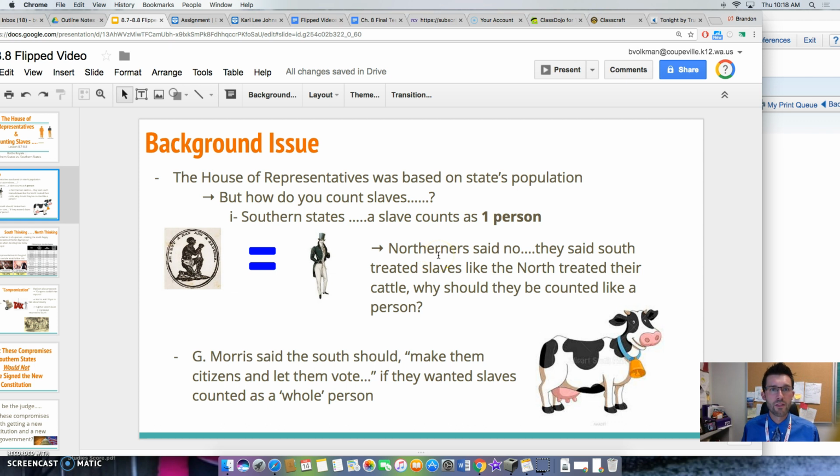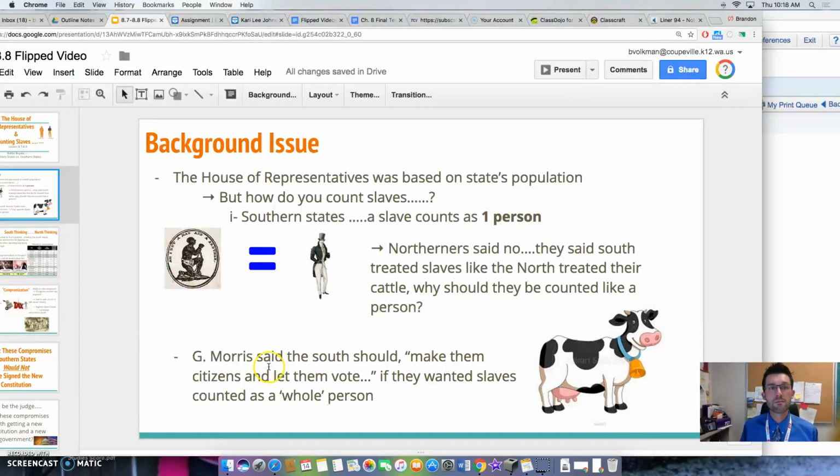Northerners, on the other hand, said no. Slaves were not equal to one citizen. They said that the Southerners viewed slaves the same as the North viewed cattle or horses. If that was the case, why should a slave be counted as one person in figuring out how many representatives should be sent to the House? The South didn't treat them like people. Why should they be counted like people?